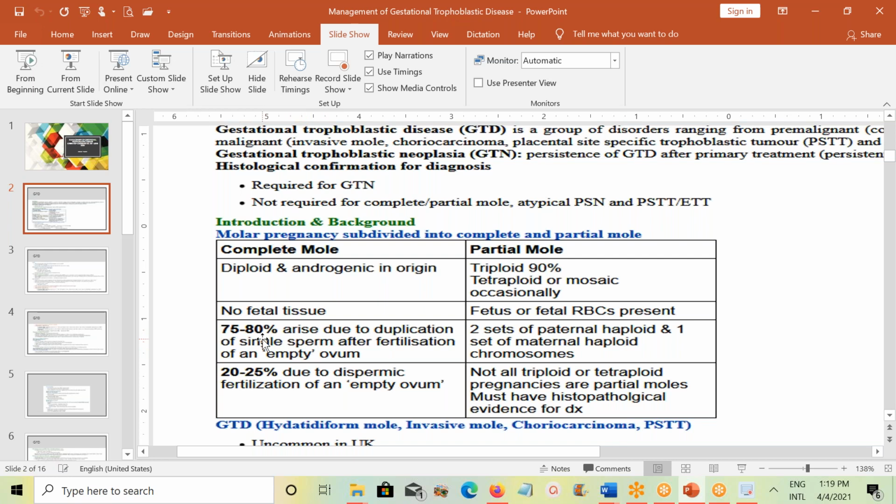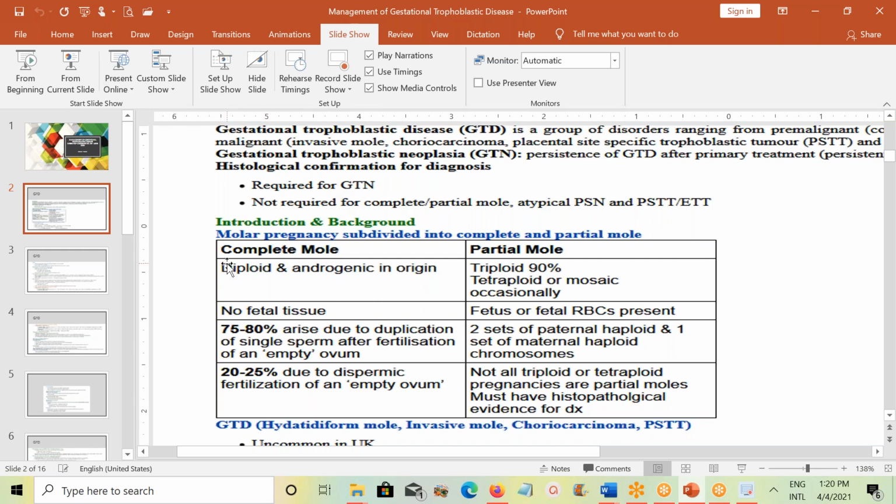So 75 to 80% occur due to duplication of the single sperm. Then 20 to 25%, here two sperms enter the maternal empty ovum. So again, what will be the chromosome number? 46 XX, because the mother's egg is still empty. But now we have two sperms, so 23 single chromosomes from one sperm, 23 from the second sperm. So again, the genetic composition is 46 XX. Is it clear now? Yeah, it's clear now.